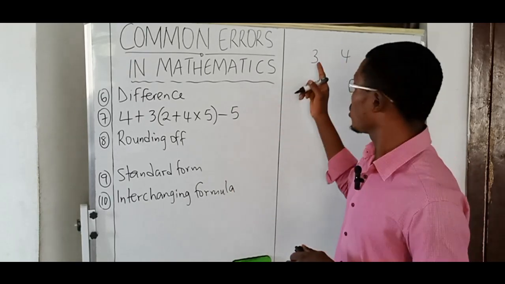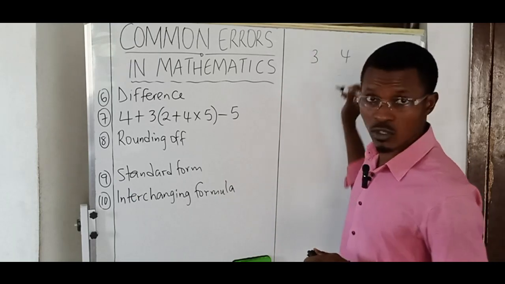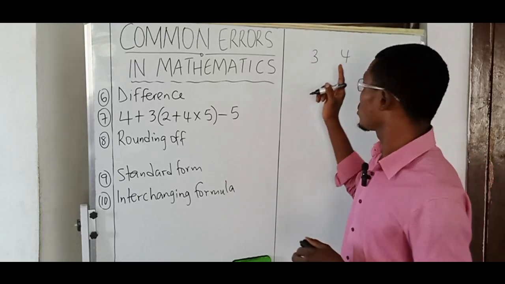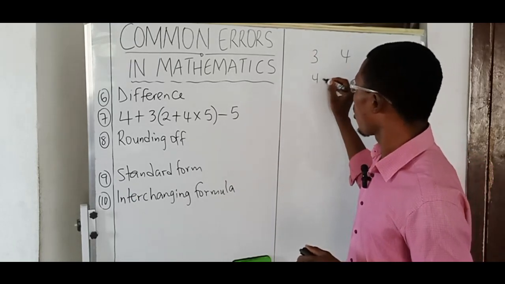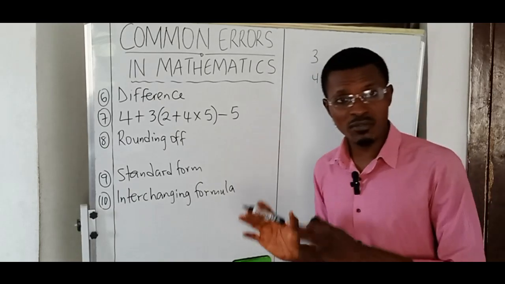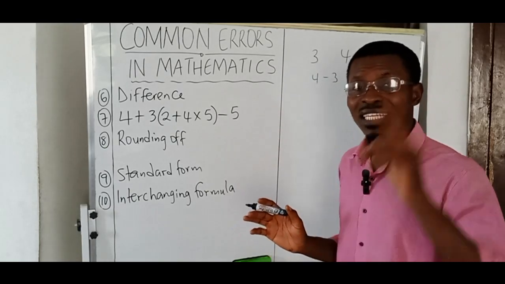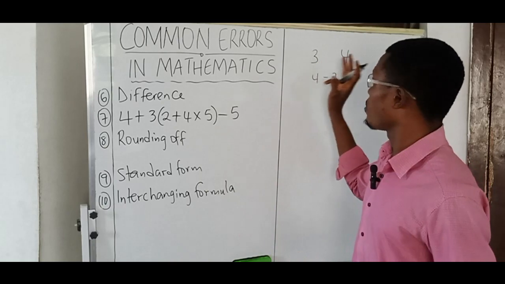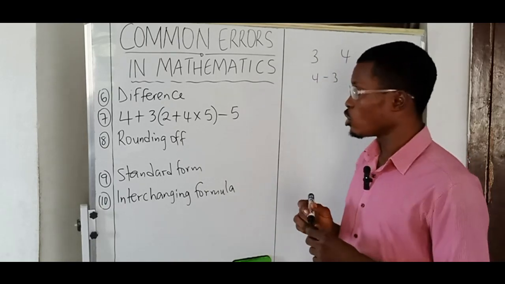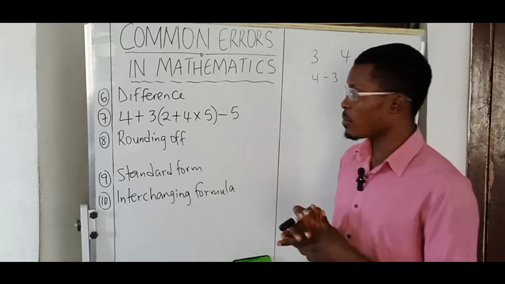Please, the fact that 3 is mentioned first doesn't mean 3 minus 4. Difference between 3 and 4 is 4 minus 3. It's always positive difference, except if it is stated negative difference, then you have the smaller number minus the bigger number. All right, that is that about difference.